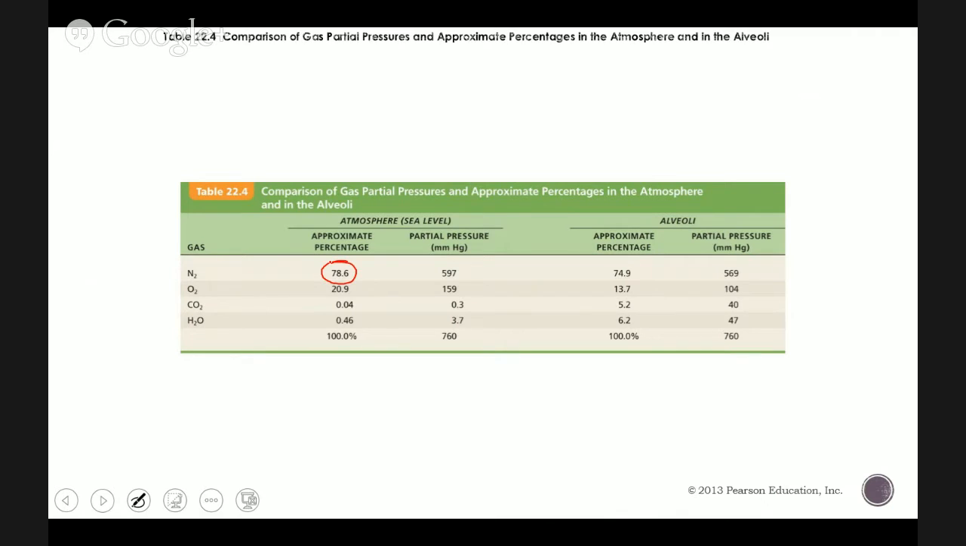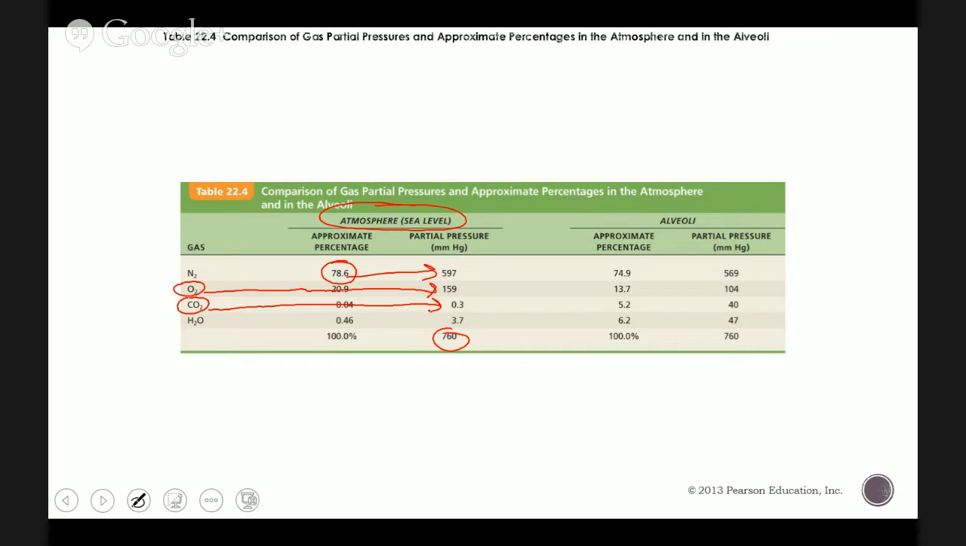So, highest percentage carries the highest partial pressure. Now, kind of what we're talking about here. Look at the atmospheric, the regular air, okay? 760 millimeters mercury. Look at the partial pressure of two gases specifically, oxygen and carbon dioxide. You see how the partial pressure of oxygen is 159, and the partial pressure of carbon dioxide is very low, 0.3.